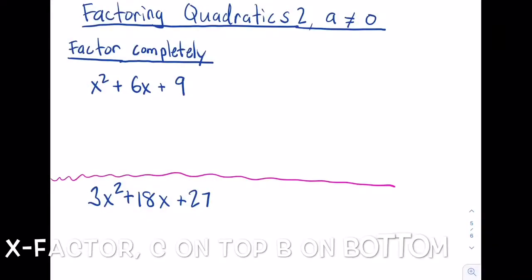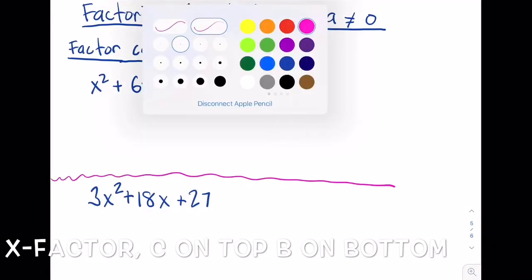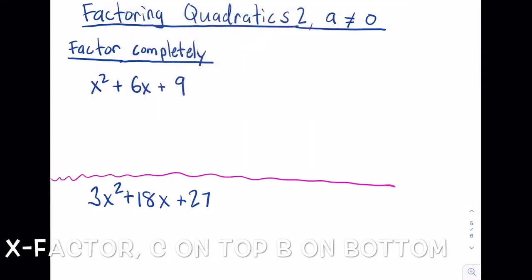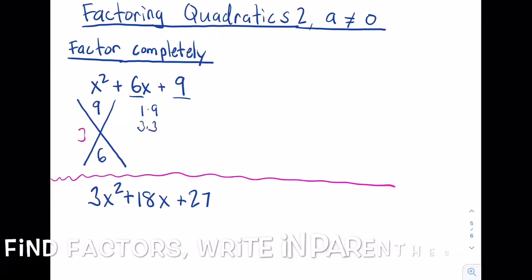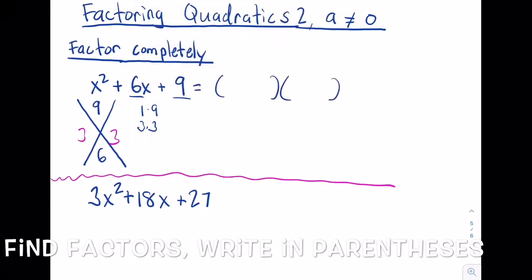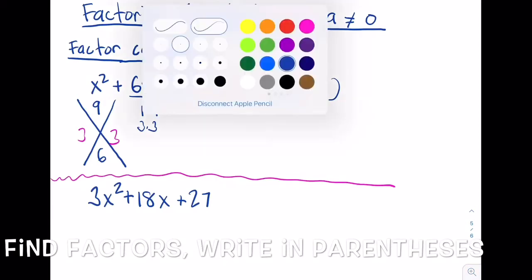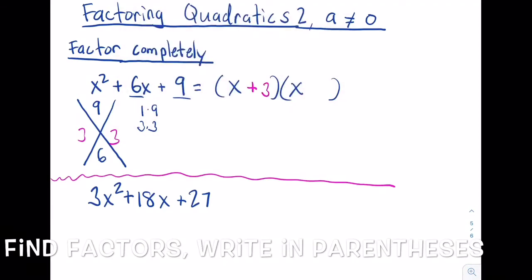So our first one, we have x squared plus 6x plus 9, right? And we look at our c and our b, and last time we used the x, or two factors that multiply to 9 and add to 6, right? So 9 on the top, 6 on the bottom, and then we figure out two factors. 1 times 9 does not add up to 6. 3 times 3 add up to 6, so we got 3 and 3, and we're going to write out our factors. So this is equal to x, and this is going to be plus 3 and plus 3.